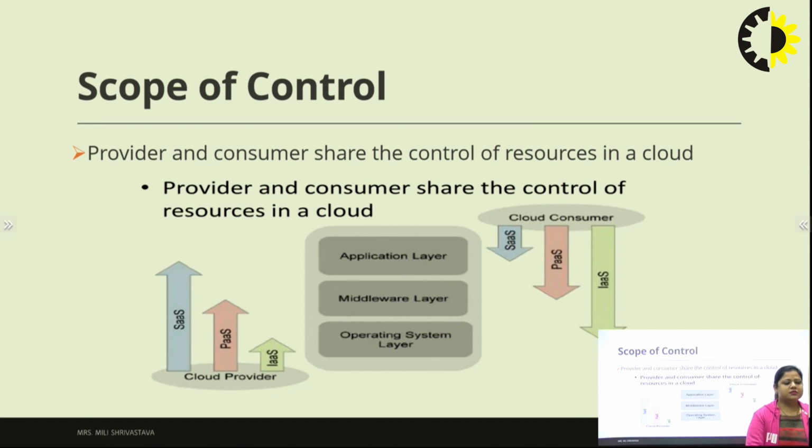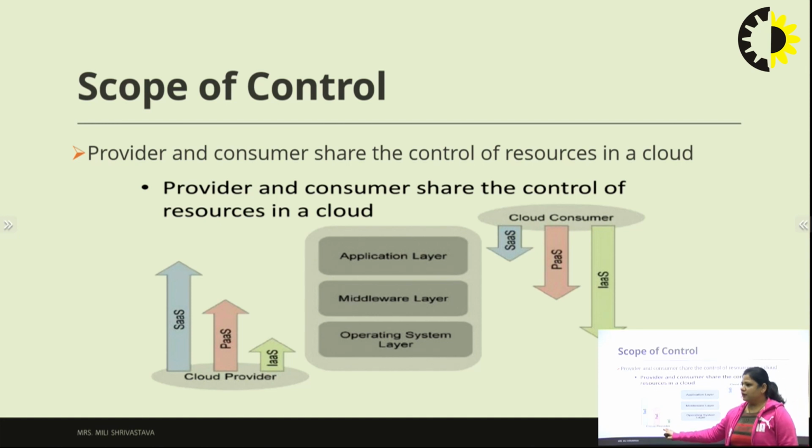The cloud reference architecture serves as a collection of design guidance and design patterns to support a structured approach to deploying services and applications in the cloud computing model. This means that every workload is deployed with security, governance and compliance. So, provider and consumer share the control of resources in a cloud in this manner. This is the operating system layer, this is the middleware layer, and this is the application layer.